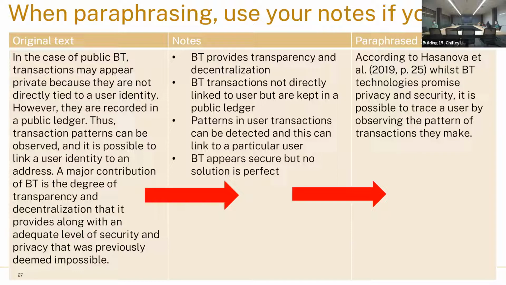And so when we look at a paraphrase sentence, we can see, okay, so according to Hasanova, so we've got our citation there, we've given that acknowledgement of the attribution. Whilst blockchain technologies promise privacy and security, it is possible to trace a user by observing the pattern of transactions that they make. So we've kept the same ideas, but we've summarized it down from a much longer paragraph to a much shorter sentence. And importantly, we've used our own words. So this would be a good example of paraphrasing or summarizing, because we've provided that attribution, but we have used our own words as much as possible without changing the meaning or intention behind the original source.